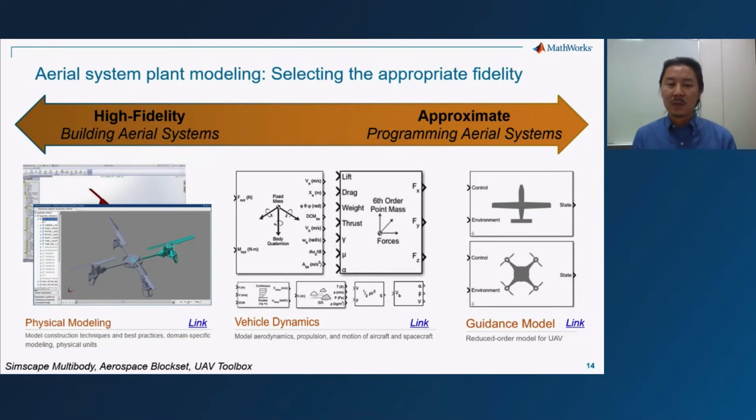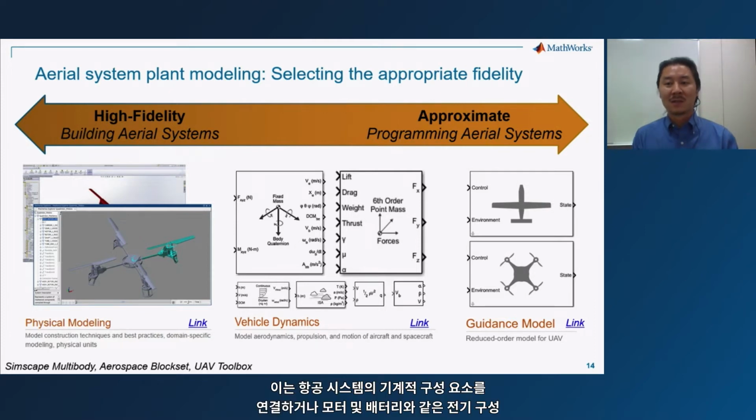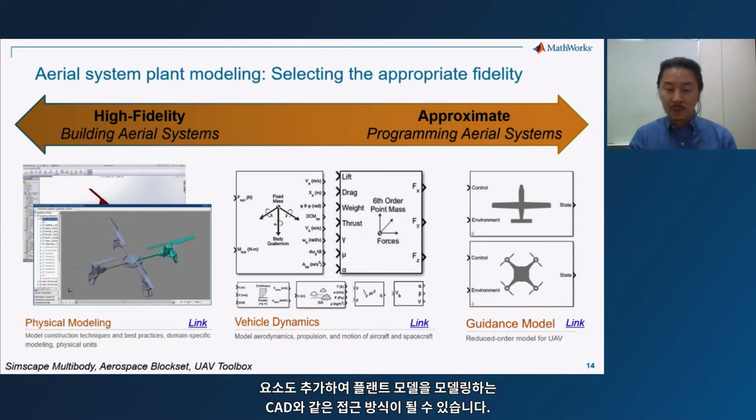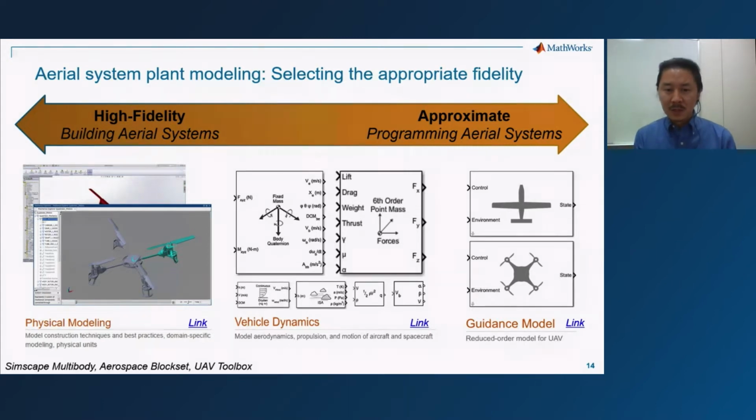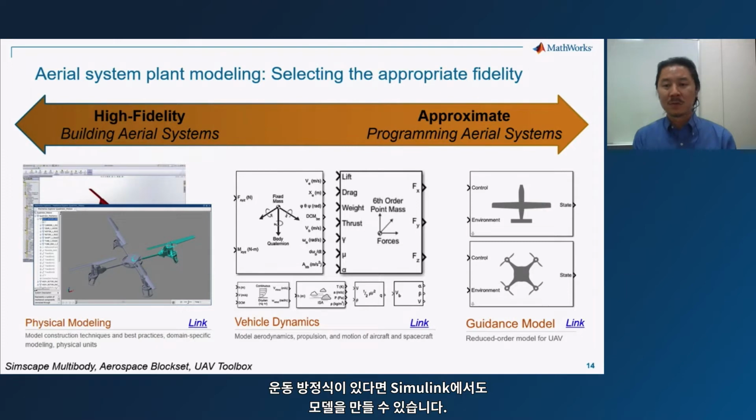Now, we offer capabilities to use physical modeling methodologies to design your plant models. So this would be connecting mechanical components of your aerial system or adding electrical components such as motors and batteries as well, for a more CAD-like approach to modeling your plant model. If you have equations of motion, you could model those in Simulink as well.